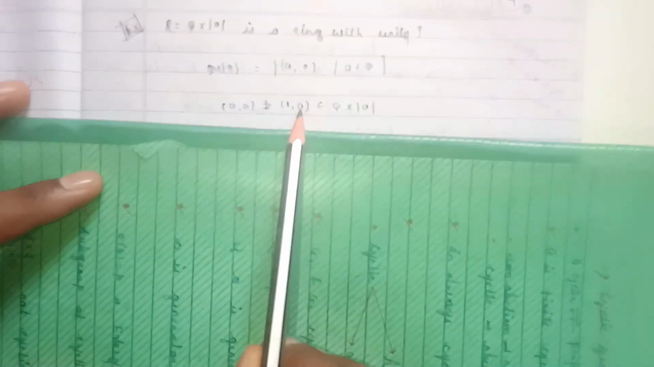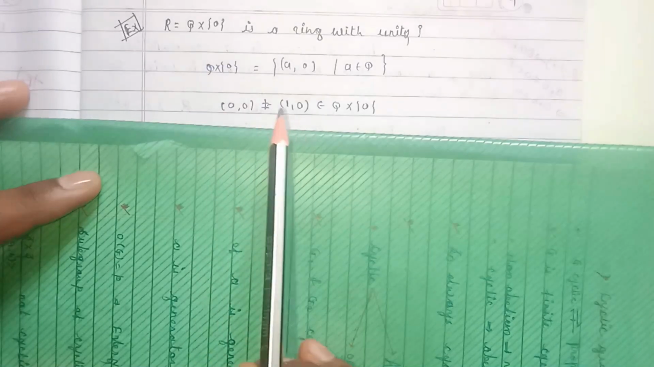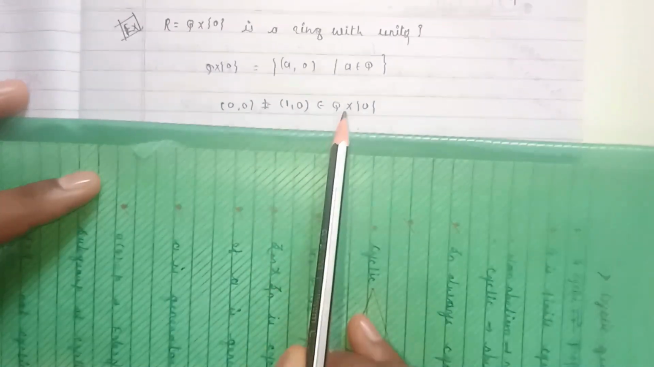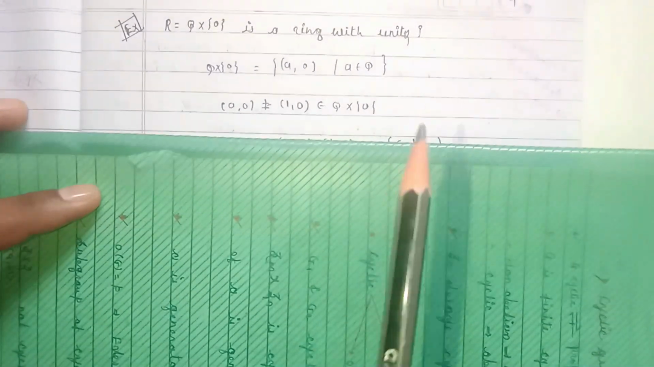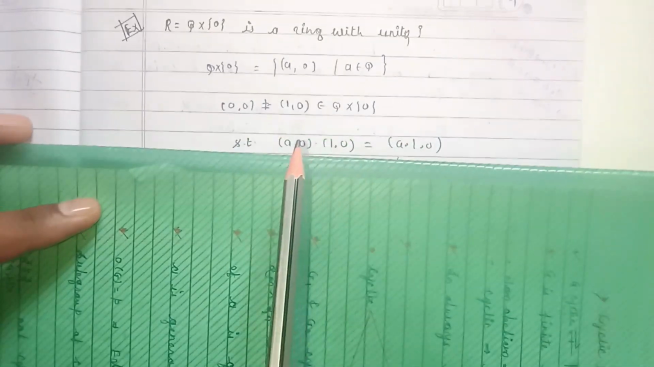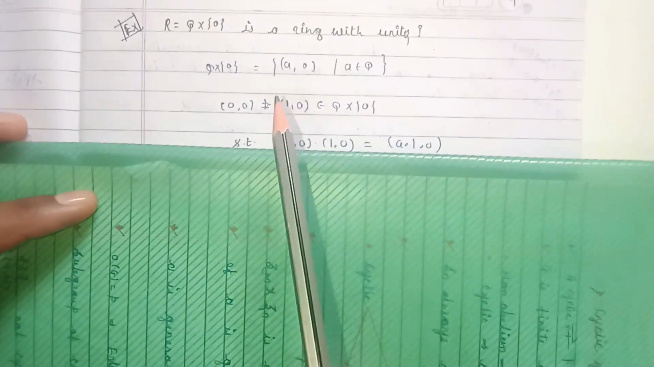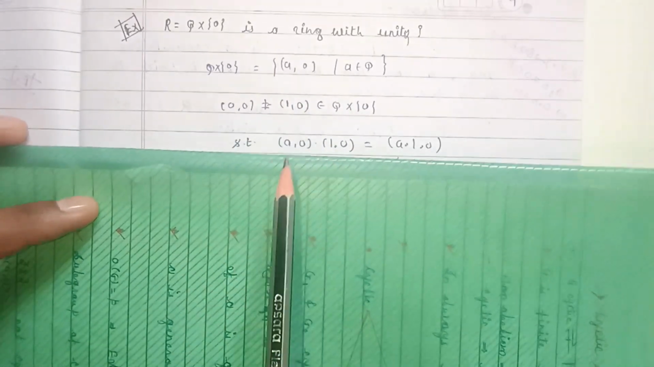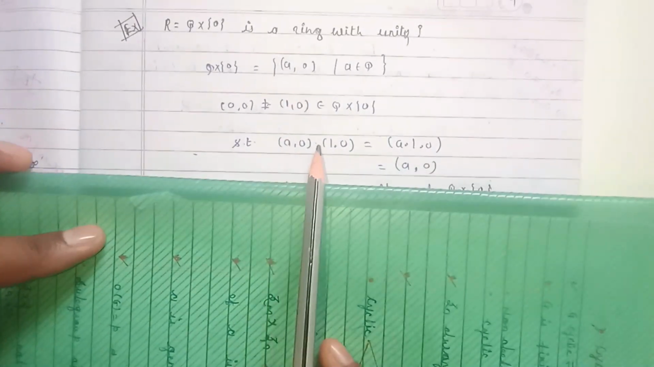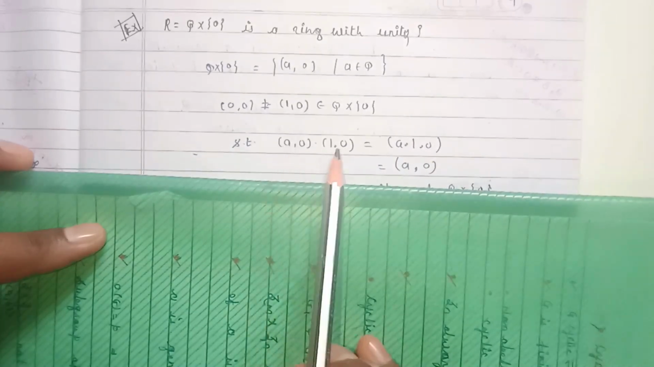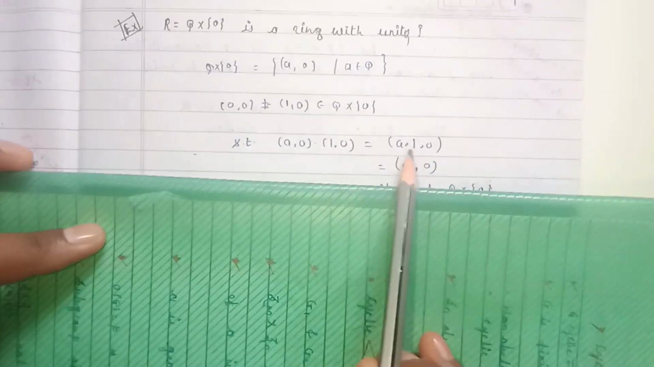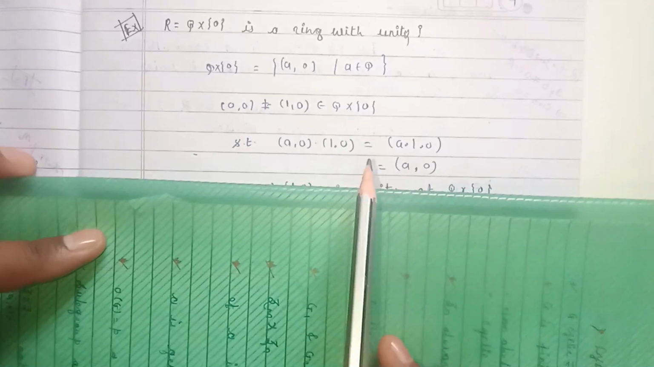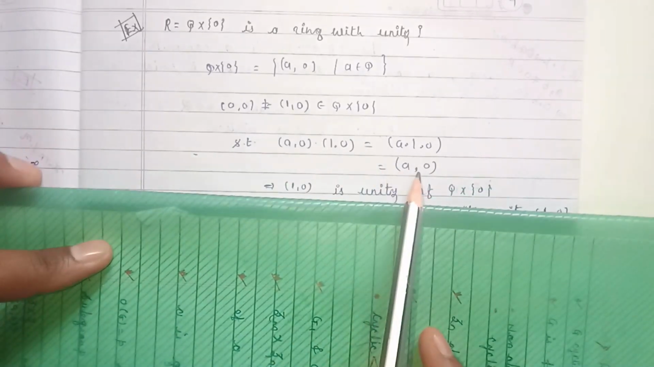So (1, 0) is a non-zero element, it's not equal to the zero element. (1, 0) is a non-zero element from our ring Q cross singleton 0, and we have to find out whether that element holds the identity property in our ring or not. So I consider (a, 0) and multiply (a, 0) into (1, 0). We get a into 1, which is a, and 0 into 0, which is 0. So we get (a, 0) itself.